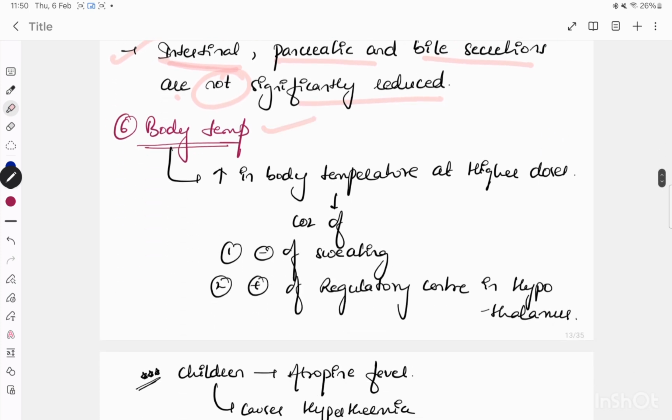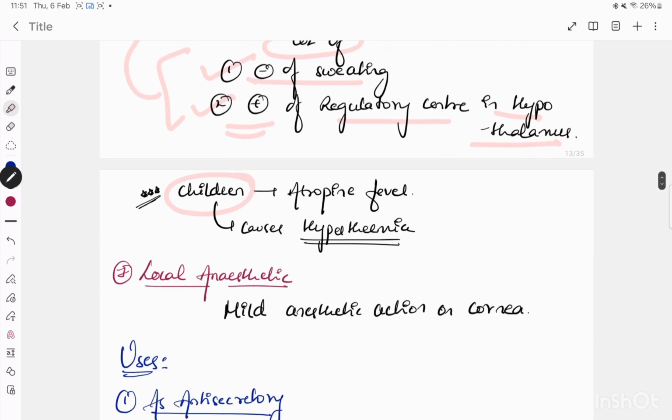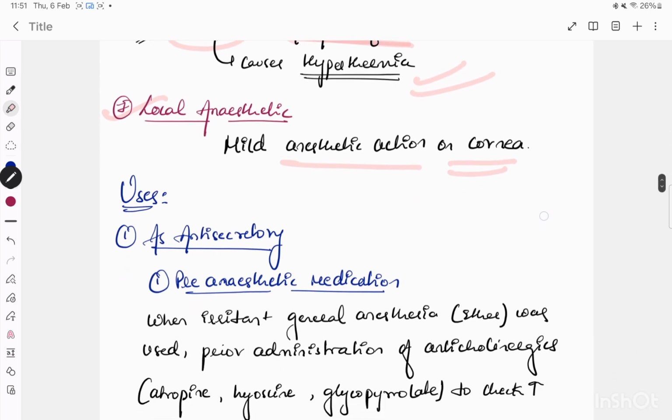Next, we have to look into the body temperature. There's an increase in body temperature at higher doses. Why does this take place? This is because there is a decrease in sweating, and there is a stimulation of the regulatory center in the hypothalamus. Because of these two reasons, body temperature is increased. In children, this effect is known as atropine fever. It causes hyperthermia. And as a local anesthetic, a mild anesthetic action on the cornea is seen with atropine.